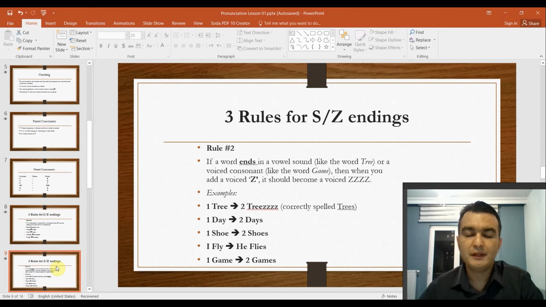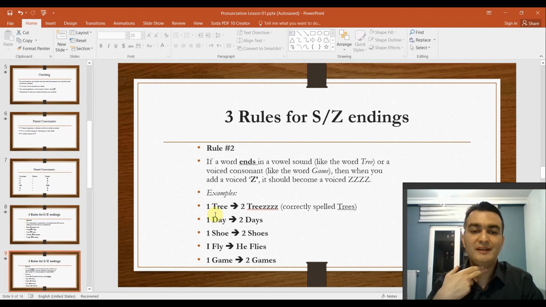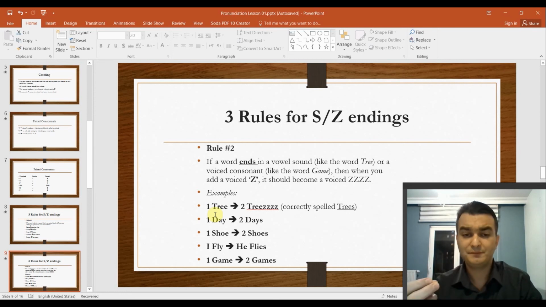Rule number 2. If a word ends in voiced, okay? If a word ends in voiced, then add voiced Z or Z in British, okay? For example, tree, E, okay? The word ends in E, tree. It vibrates because it's a vowel, huh? E. So 1 tree, 2 trees. Most of the students say trees with an s sound. That is incorrect. You have to say trees with a z sound, okay, strongly.